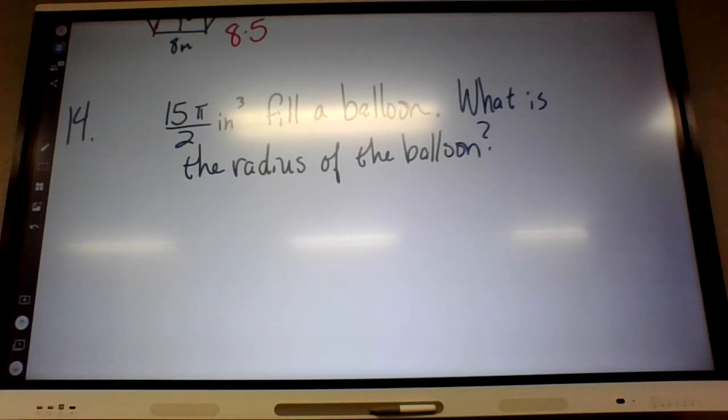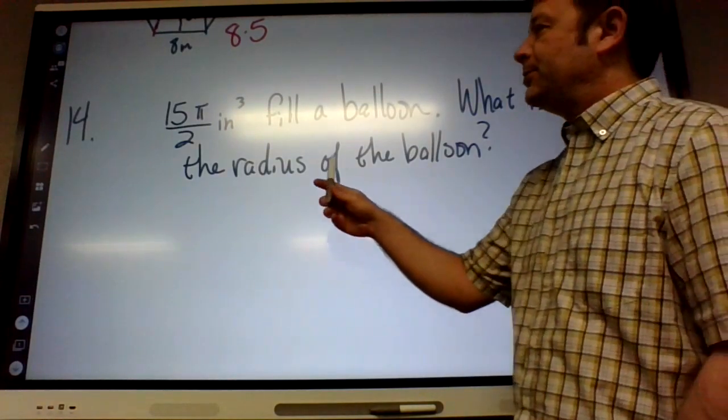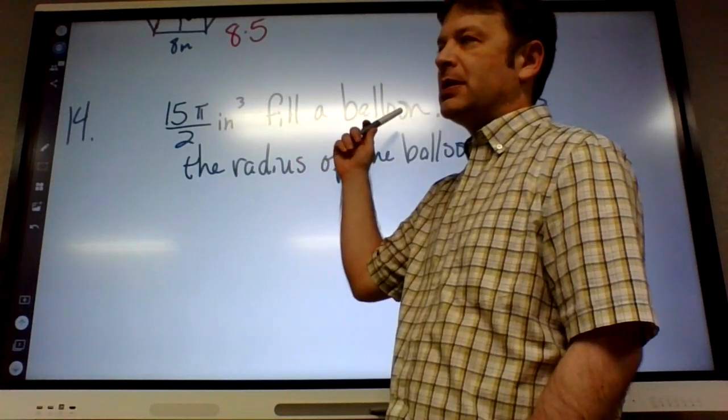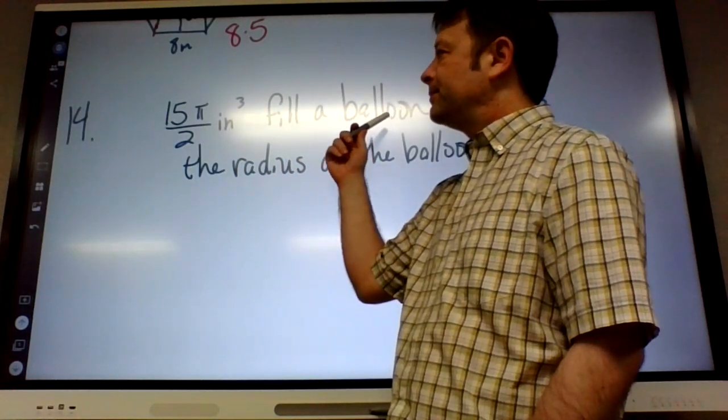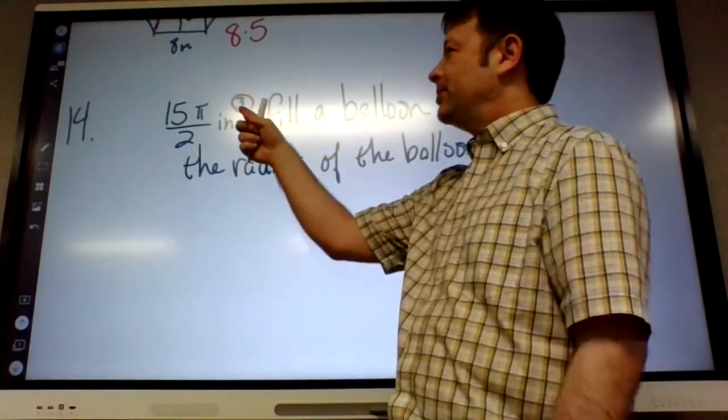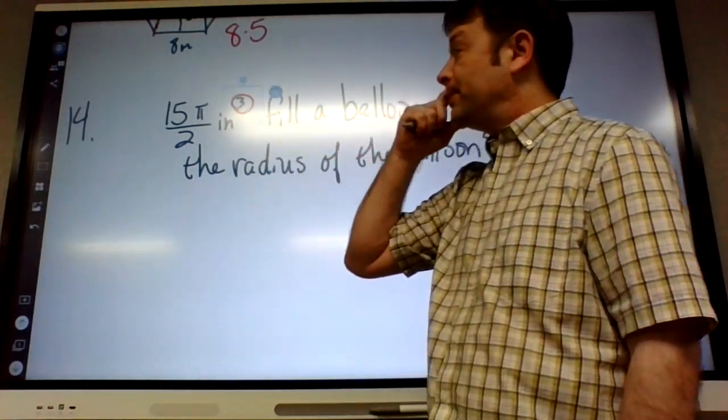Alright, any ideas how we can figure out 14? You plug it into the sphere volume. Okay, 15 pi over 2 inches cubed would be the what of the balloon? Volume. Because it fills the balloon, that means it's inside the balloon. Also, it's inches cubed, so it's the volume.